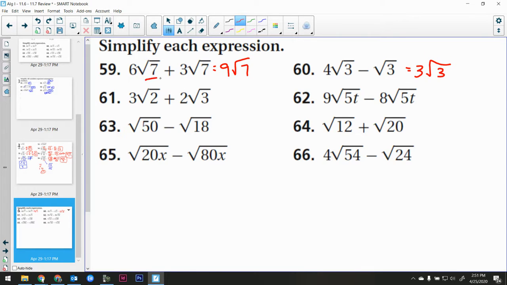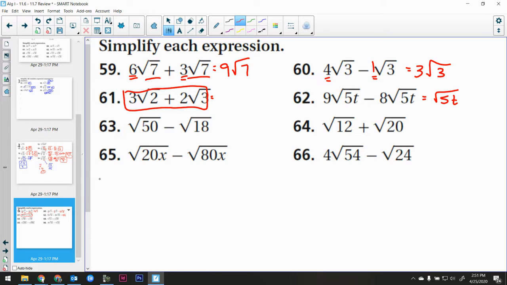Remember, if they already have like terms, you can just add the coefficients or subtract the coefficients. 4 minus 1. This one, well, there's nothing I can do there. That's simplified as it is. 9 radical 5t minus 8 radical 5t is 1 radical 5t, or just radical 5t.